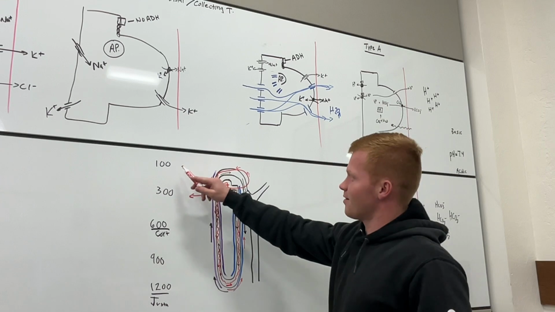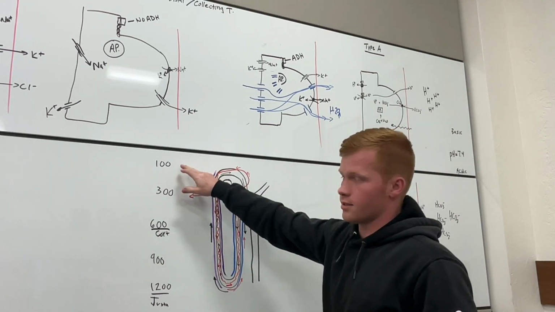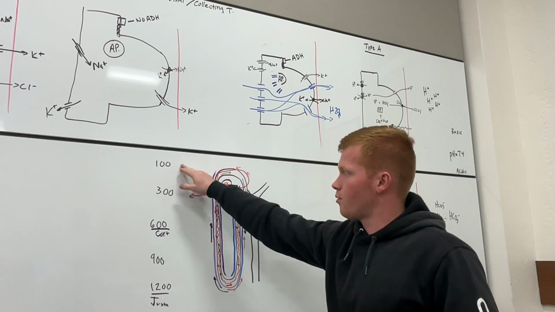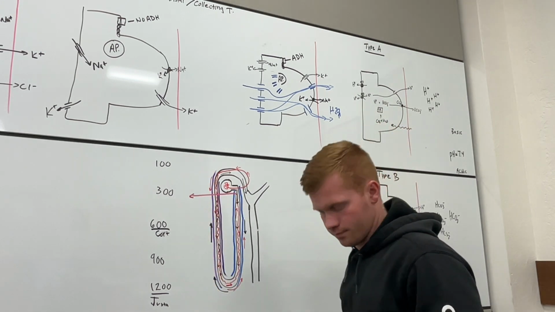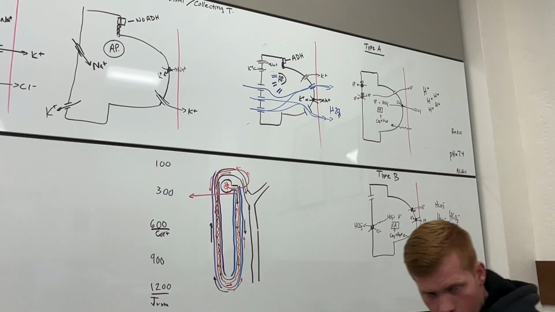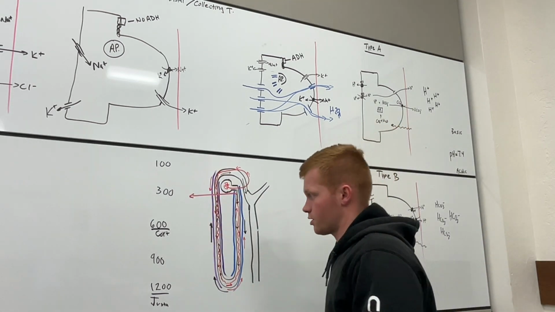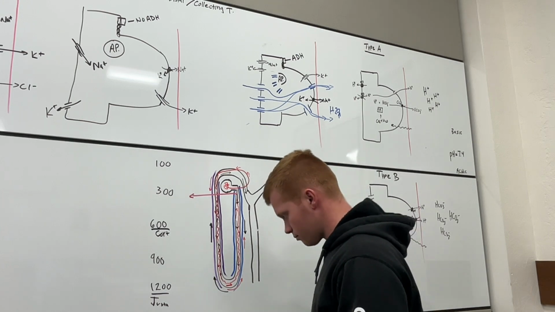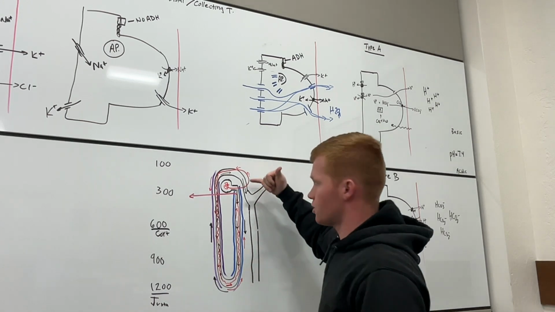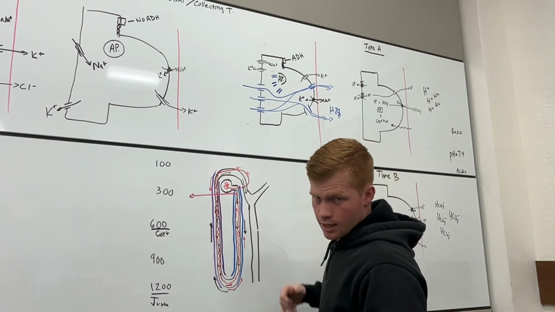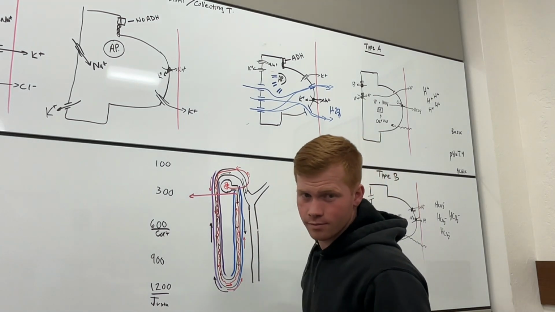Okay, so this is osmolar right here. This is an osmolar measurement. 100, 300, 600, 900, 1200. This is like a concentration, osmolar concentration. And this is a juxtamedullary one. What are they called? Cortical one.